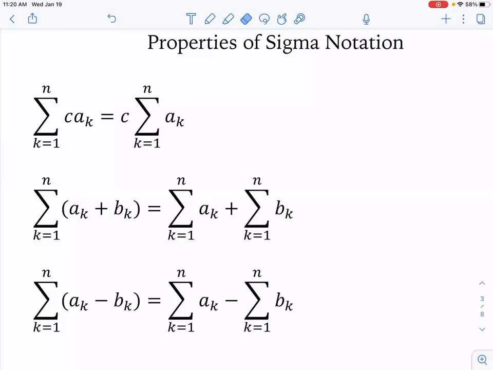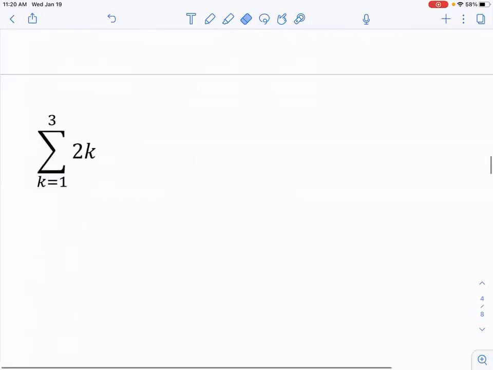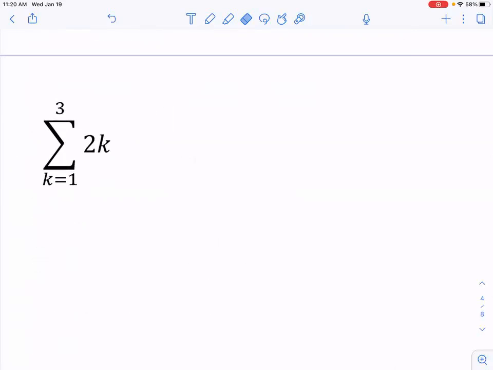So how can these be helpful? You're not going to see the immediate benefit right this second. We're just going to take a little step, talk about them, and then talk about something else, and then these will be a lot more helpful in a little bit. Okay, so like if we had the sum from k equals 1 to 3 of 2k.